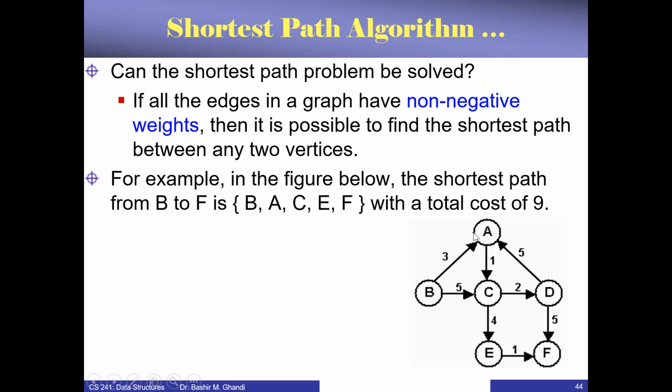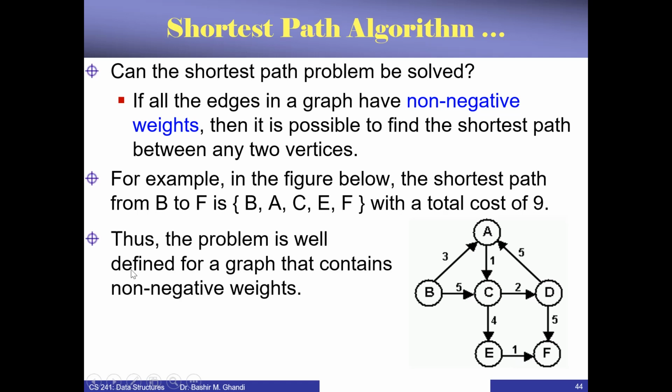B to A will cost you 3. To C costs you so far 4. And then to E costs you so far 8. And then to F costing you 9. So this is the shortest path based on the values we have here in the graph. So this is the idea of this problem. If the weights here are non-negative, then the problem can be solved. So that's what we are saying here.